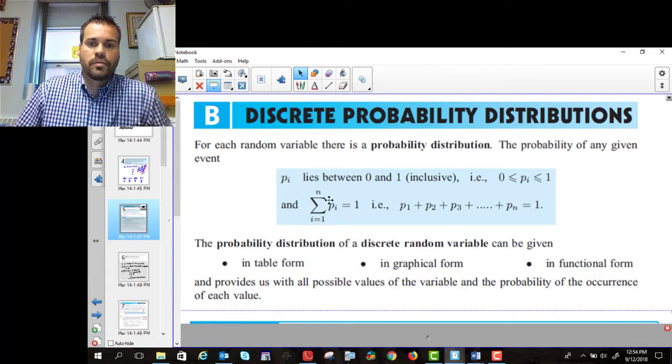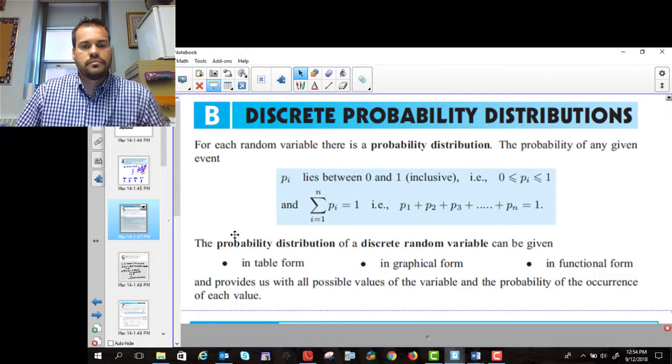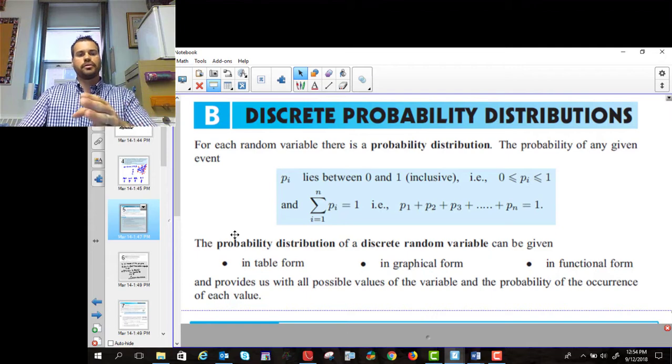But here, the probability distribution, we've said if you're going to have a probability distribution, the sum of all the probabilities essentially has to add up to 1. And you can show the probabilities either with a table, you can show it in a graph, or you can actually show it in functional form. There are functions where, if you plug the possibilities in, 0, 1, 2, whatever, it will actually give you the probability associated with that particular event. So there's 3 ways to do it.